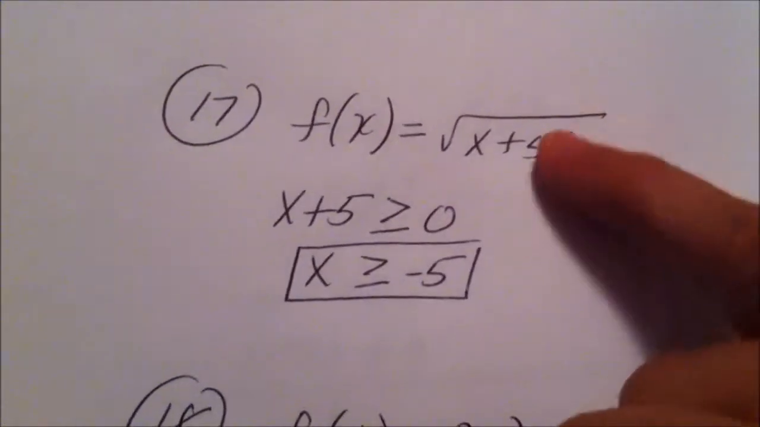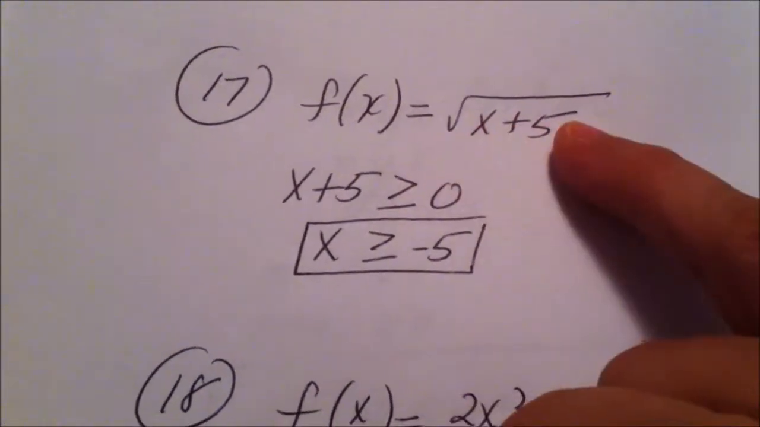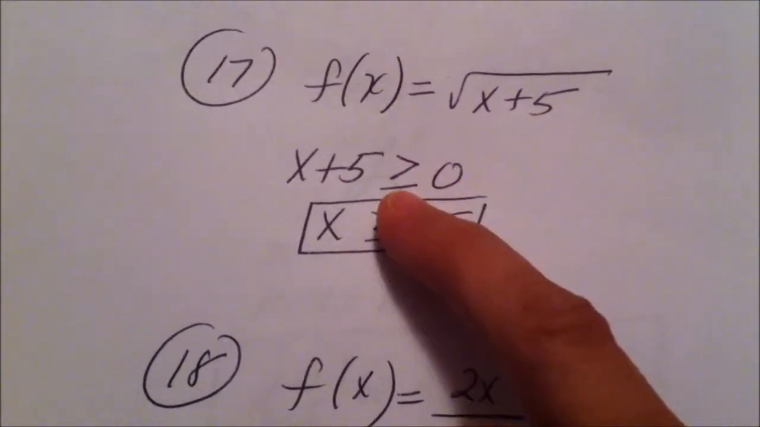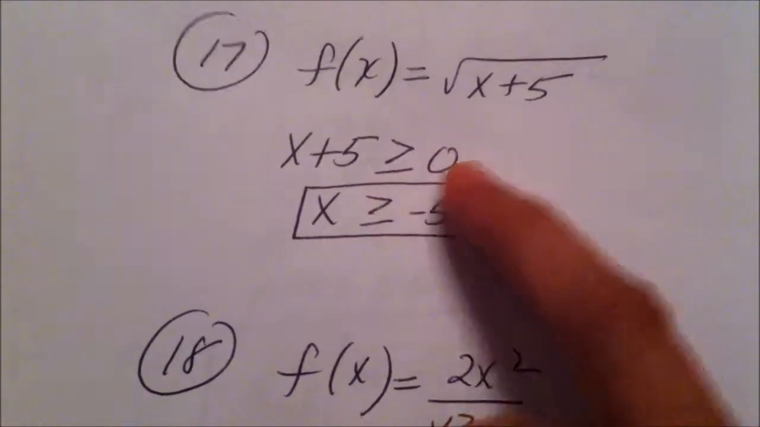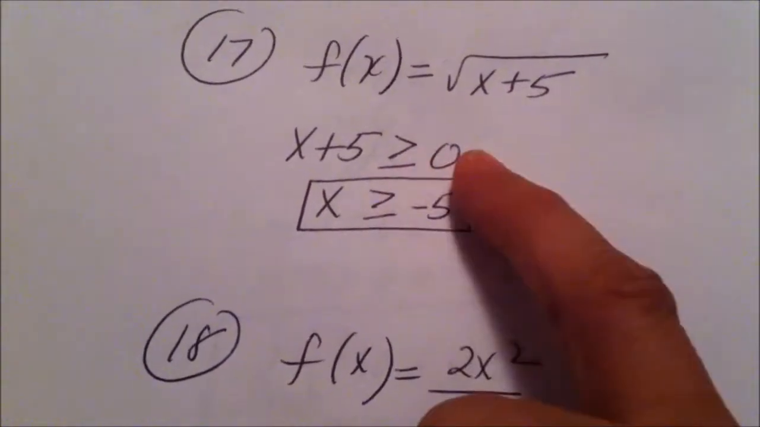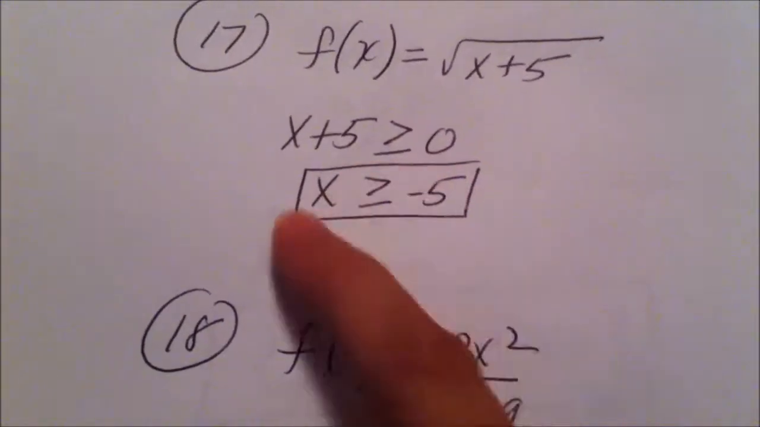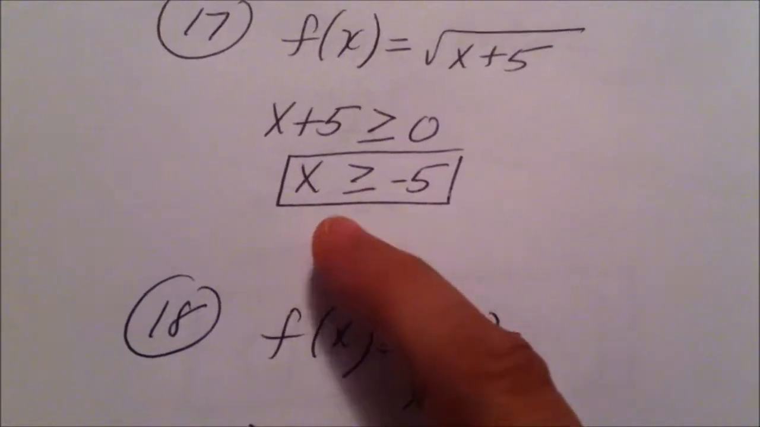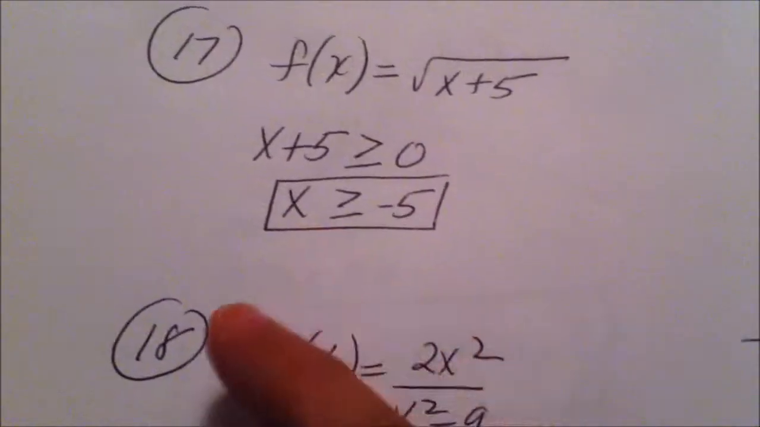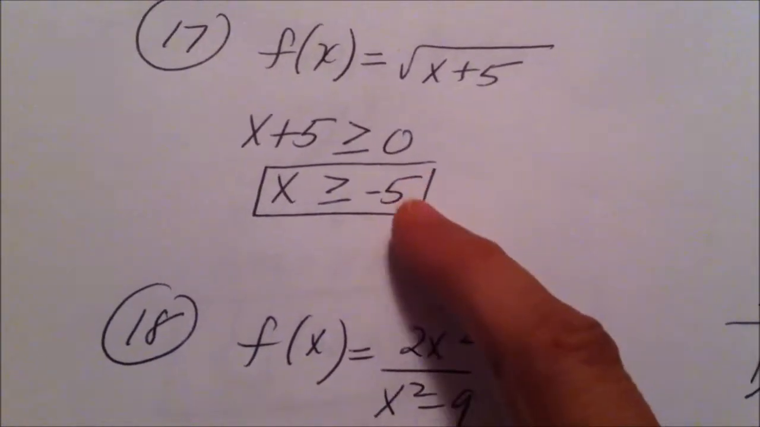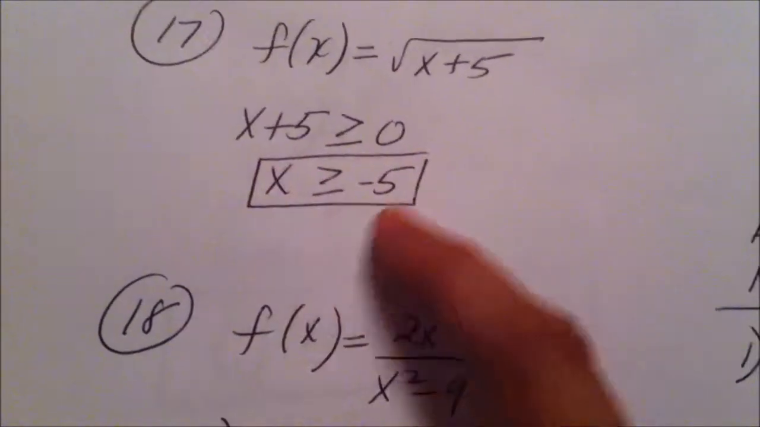Here we have the scenario with the radical, and it can't be the square root of a negative. So anything 0 or bigger is good, so that inequality symbol, greater than or equal to, reflects that. This is called the radicand. You put that greater than or equal to 0, subtract 5, and these are all the good values. X is less than -5 is undefined, and they could ask that. They could say, what's undefined? And you would say x is less than -5. Or they might say what's in the domain or what's defined, which is this answer here.